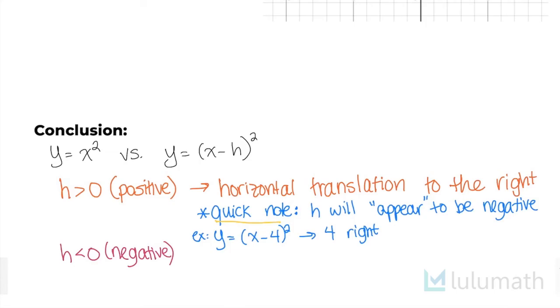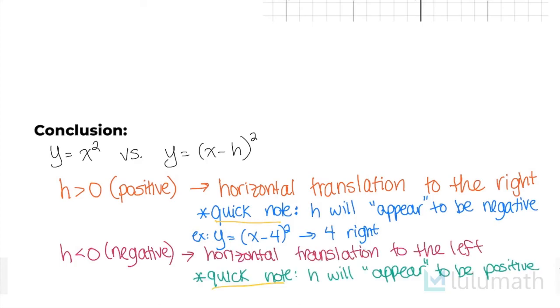And if h is less than 0, or if it is negative, then it's going to be a horizontal translation to the left. But again, a quick note that h will appear to be positive. So for example, if you have y equals (x plus 2) squared, it will go 2 to the left because the h value is negative 2, even though it appears to be a positive 2, because this minus sign with the negative will cancel each other out to become a positive. This is one of the trickier aspects of translations with quadratic relations. So if you have any questions, please feel free to reach out.